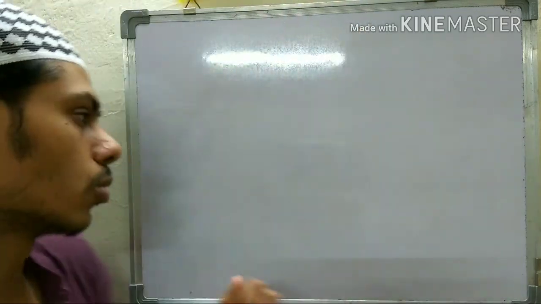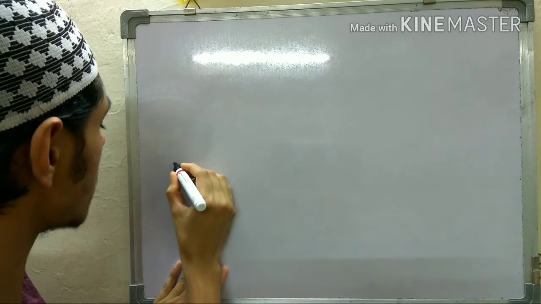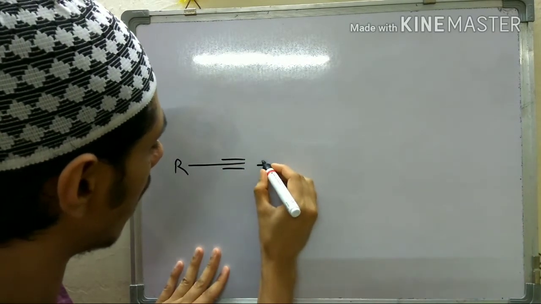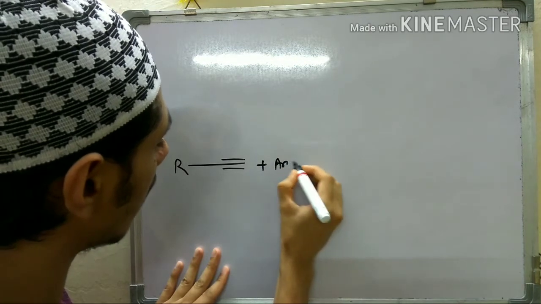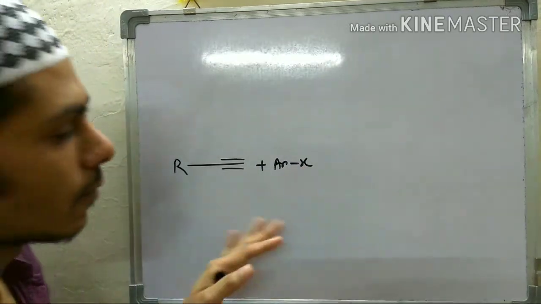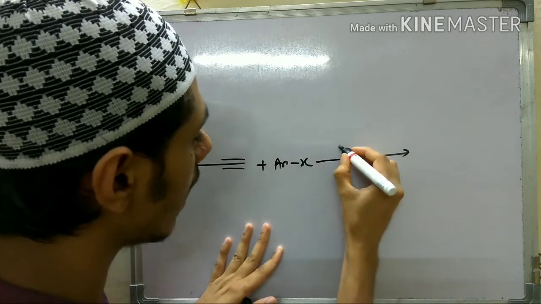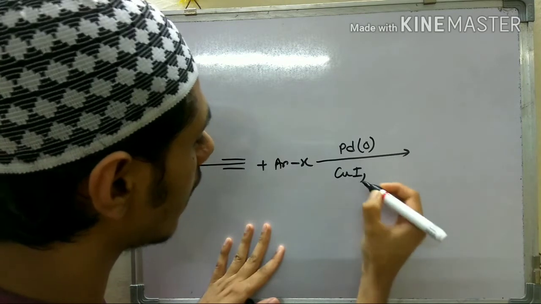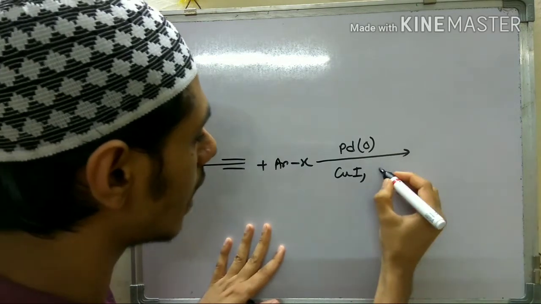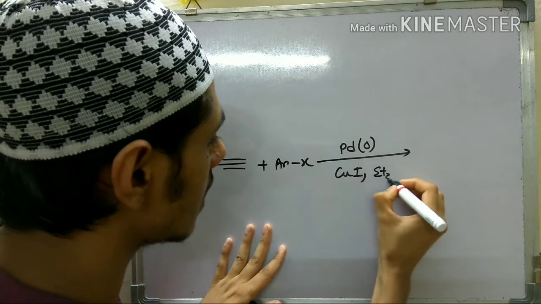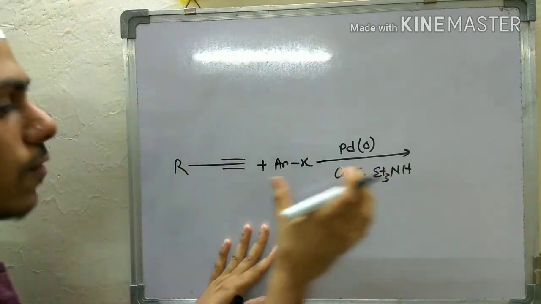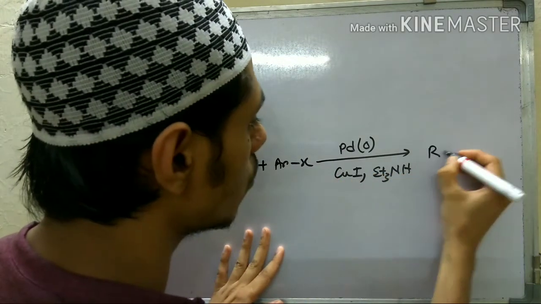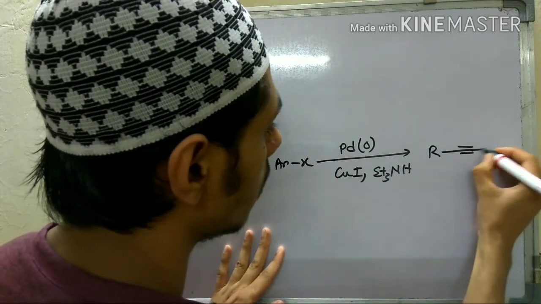So what is Sonogashira coupling? It involves an alkyne. Let's say you have a terminal alkyne like this, and along with it you have an aryl halide, or you may have some vinyl halide, and you are reacting it in the presence of palladium 0 and copper 1 catalyst, and along with that a base is needed. Generally a secondary amine is used. If you react these two partners in this condition, you will get this cross-coupled product.